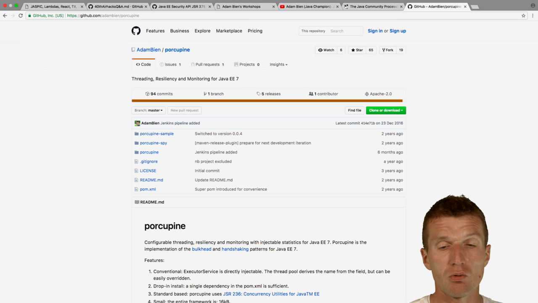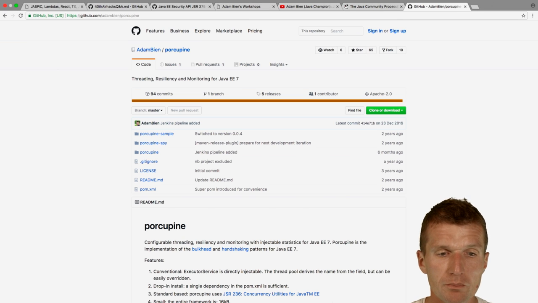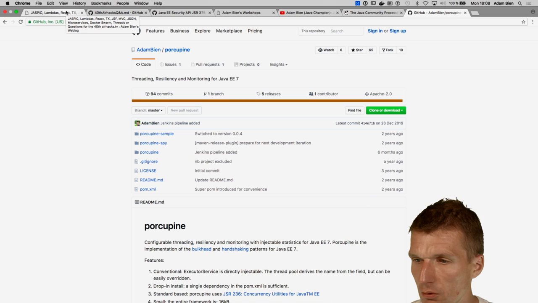But this is the exception from the rule. In my business projects, there is no Arquillian. In my technical projects, lots of Arquillian. Okay, so this was a side note.